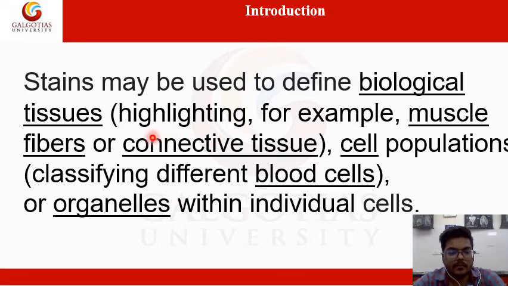What are the different types of organelles the cell has? We have, for example, the endoplasmic reticulum, smooth endoplasmic reticulum, and rough endoplasmic reticulum.